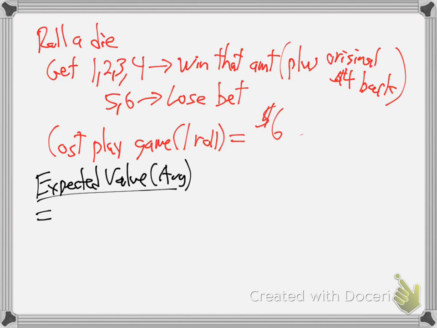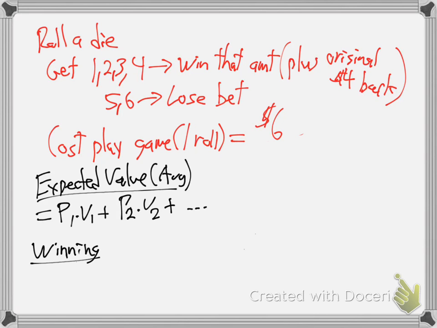Here's what you do. It's just probability 1 times value 1 plus probability 2 times value 2 plus ... You just keep multiplying probabilities times value and adding them up. That's simply it. So in other words, let's talk about winning. Let's talk about the winning expected value.